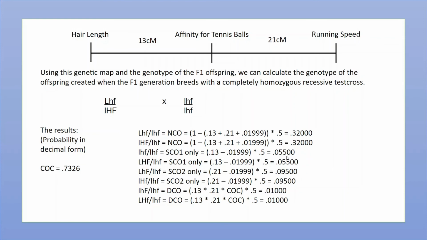at locus 1. And then for a DCO, we're going to have both events occur times the coefficient of coincidence divided by 1/2 for the same reason to get 0.01.